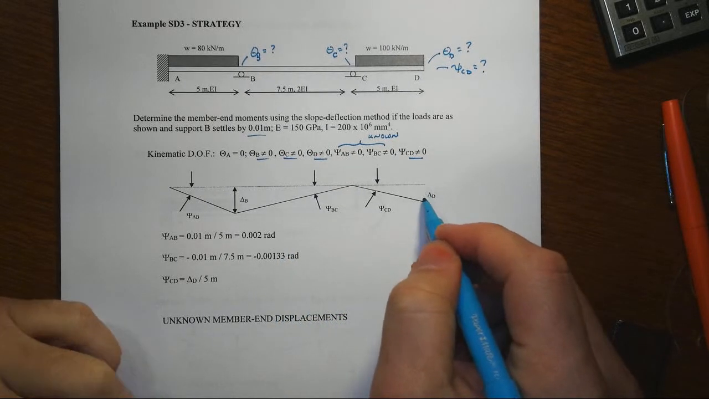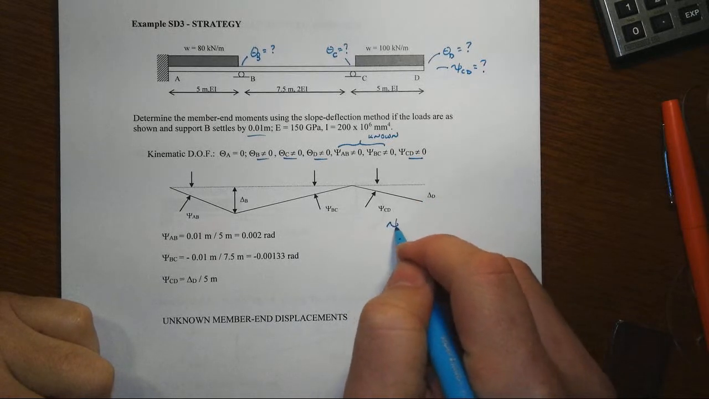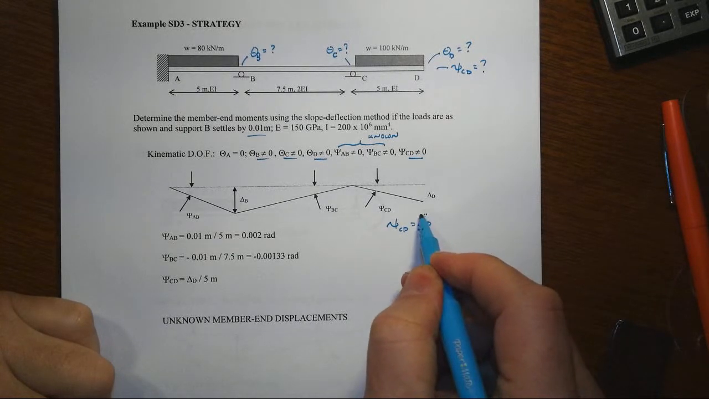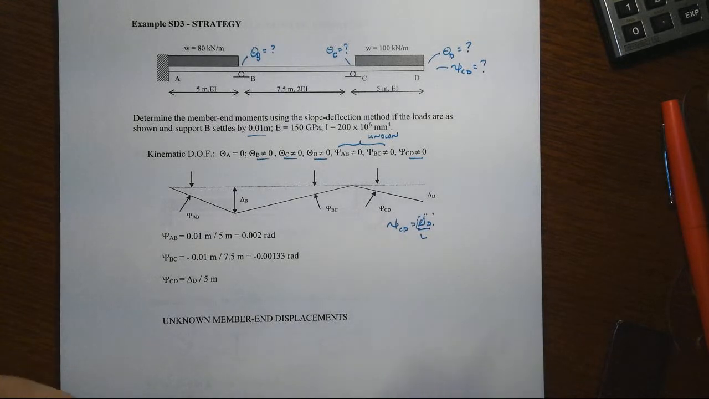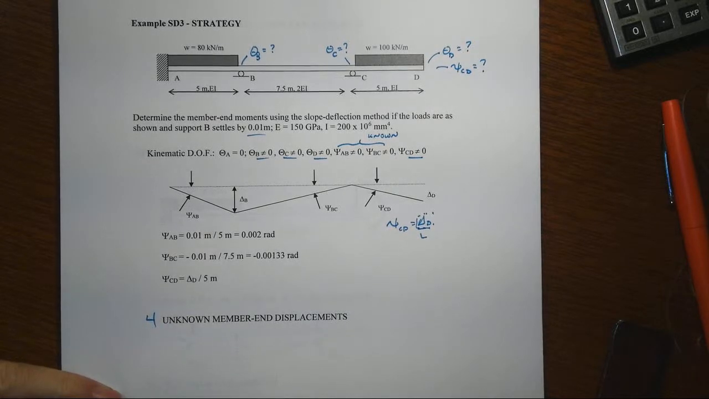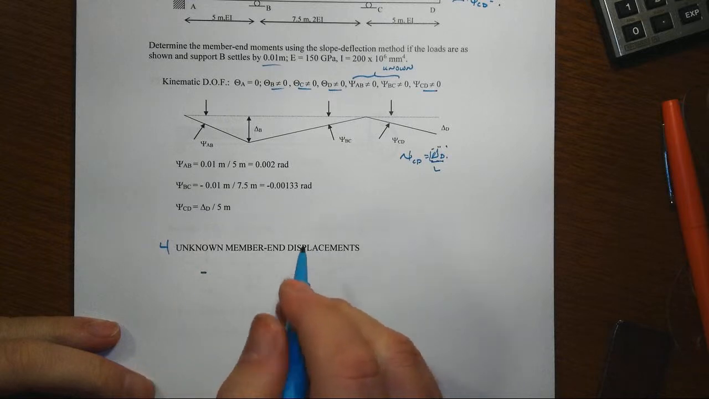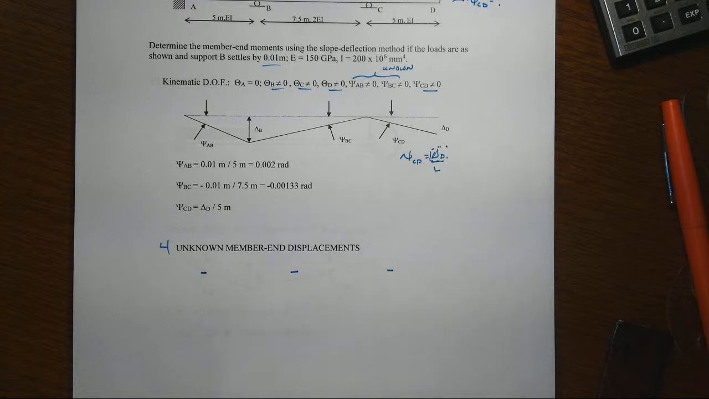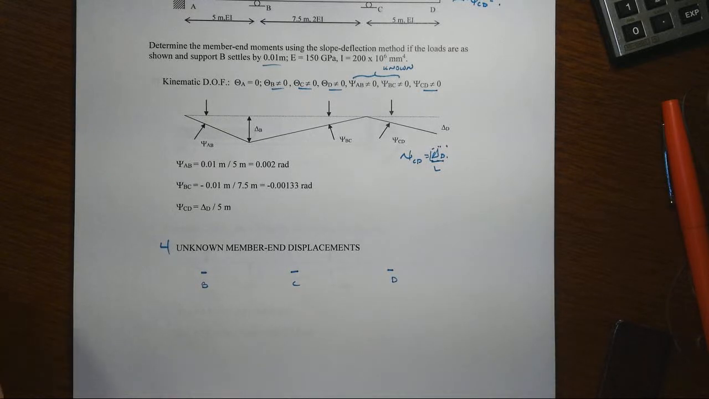It's this addition now of a chord rotation out here that we could refer to in terms of the translational displacement D, or we could leave it in terms of psi, either way that we'd like to proceed. So we have a total of 4 unknown member end displacements. For the most part, this will flow in the same way as before. You go to the joints where the degrees of freedom are, and for those rotational ones at B, C, and D, it's relatively straightforward.